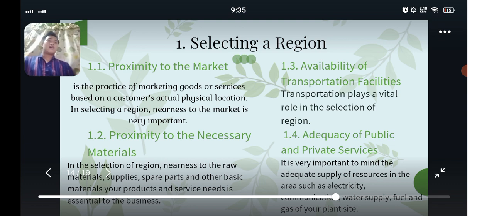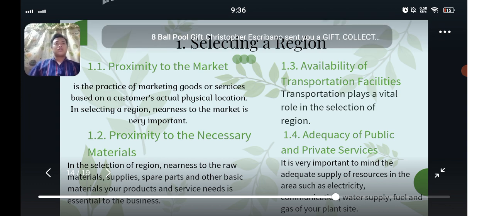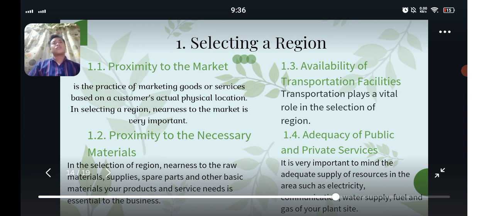Then, availability of transportation facilities. Transportation plays a vital role in the selection of region, because if a company lacks sufficient transportation infrastructure or distribution equipment, they can always rely on the facilities that are close to their plant locations.